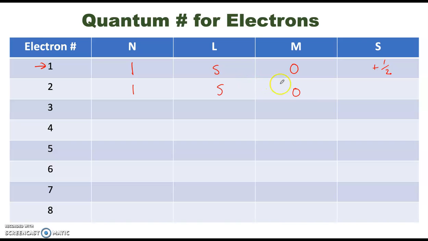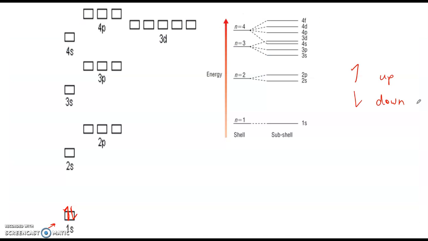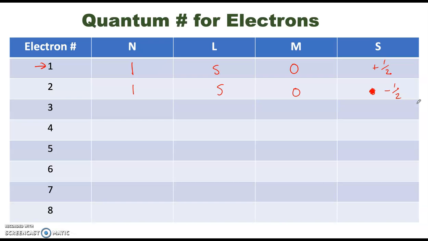But the Pauli exclusion principle says that we can't have 4 sets of the same quantum numbers. So this electron has to go in as a minus 1/2. That's why we put it as a down spin. No 2 electrons can go in the same orbital, or the same box, with either 2 up spins or 2 down spins. They have to be opposite. It's the only way to make this work.